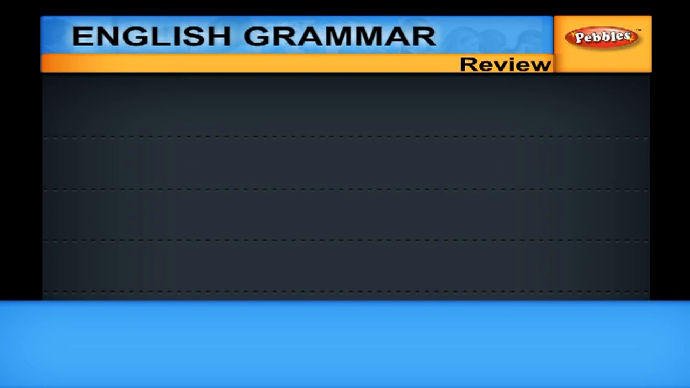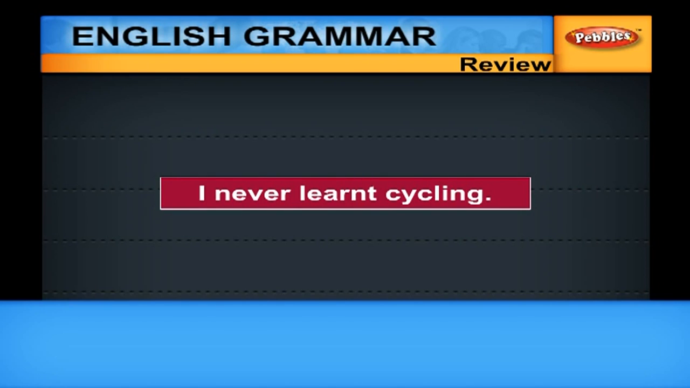Look at this example which I am giving you now. I never learnt cycling. So far, I have not learnt cycling. It should be in present perfect tense. But the sentence has the verb VEN form of learn, which is learnt. For present perfect tense, we need to use have as the helping verb. Since I is the first person singular, the correct sentence will be I have never learnt cycling.